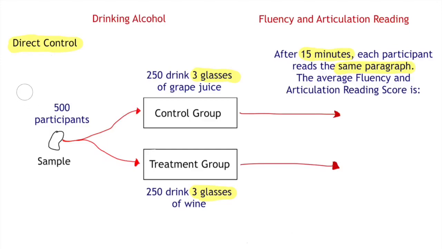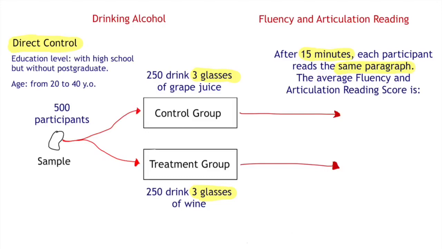Then you may think that age could also make the difference. If a person is 85 years old, they may have more difficulty reading than a 20-year-old guy. So for this study, you accept only participants between 20 and 40 years old. This is more direct control applied to the selection of the participants. The level of education might have an impact also. A person who did not finish high school may read much worse. So you accept for this study only participants with high school but without masters or PhDs. So the other extreme values are also out of the equation.